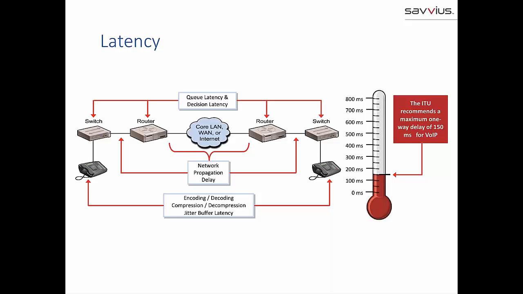As you see with the little thermometer, the ITU recommends really no more than a one-way delay of 150 milliseconds for VoIP. And it would be pretty similar for video as well. So 150 milliseconds of latency is not that much when you take all of those things into consideration. So latency can be a real big issue on the network.